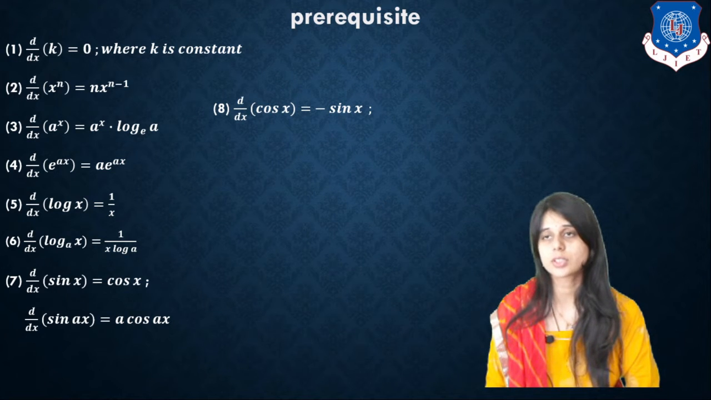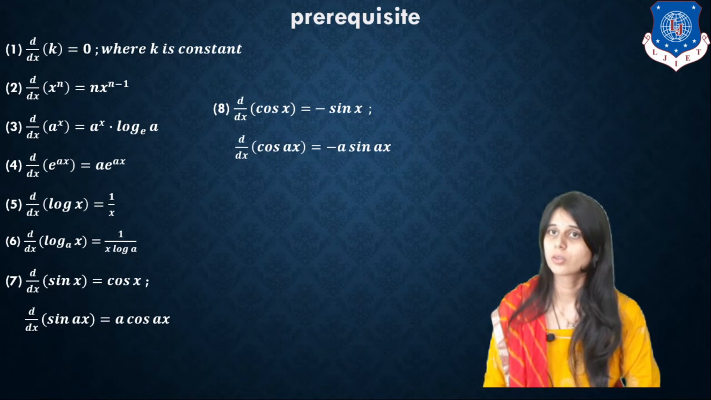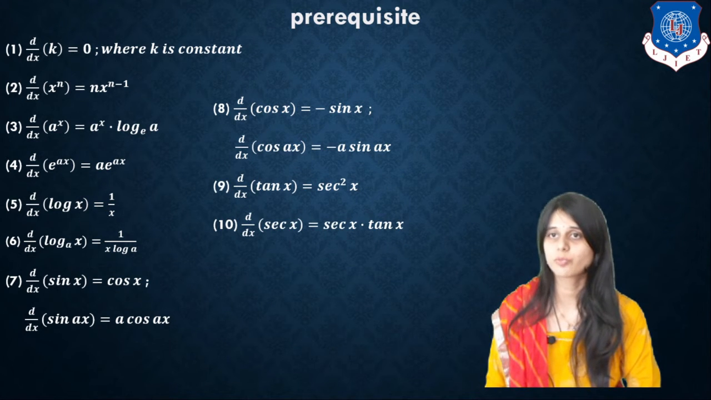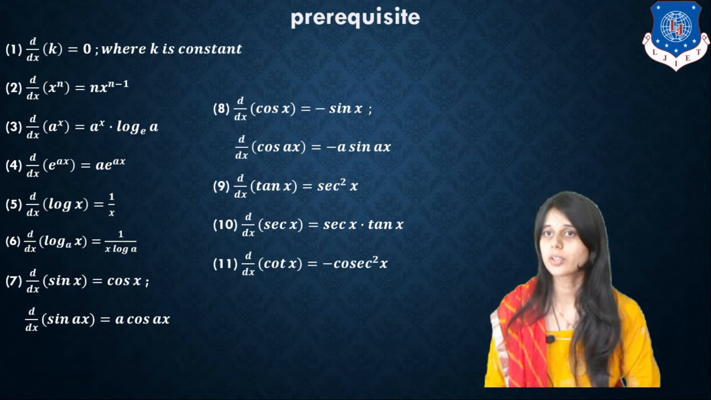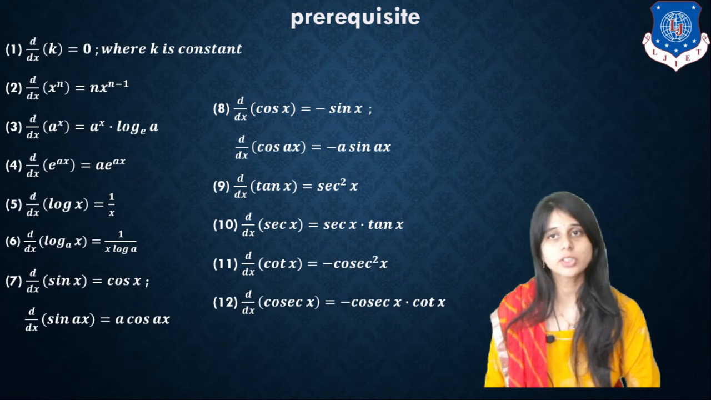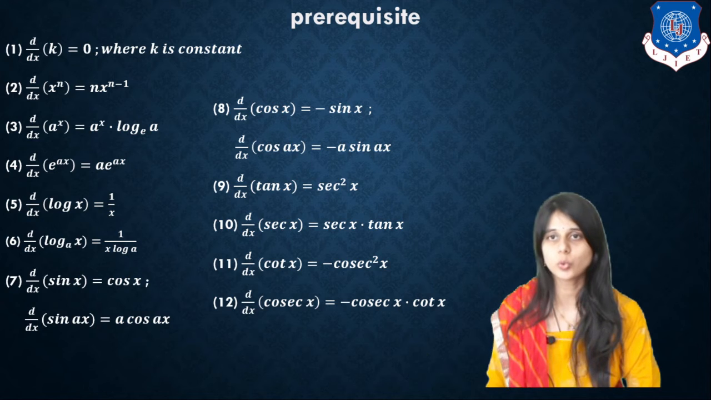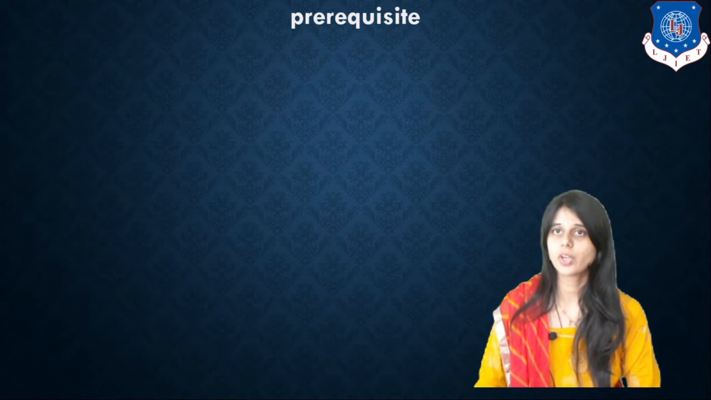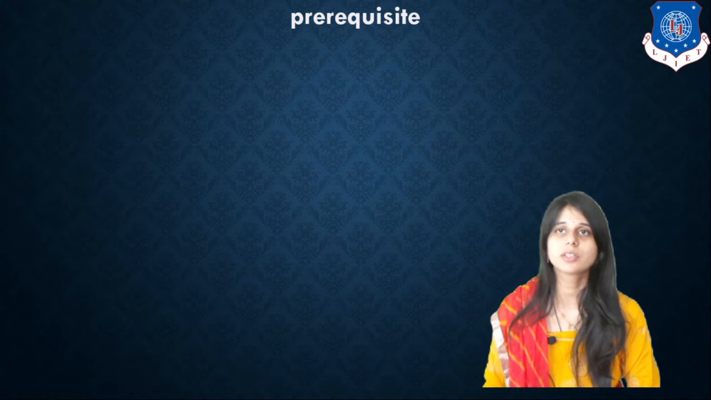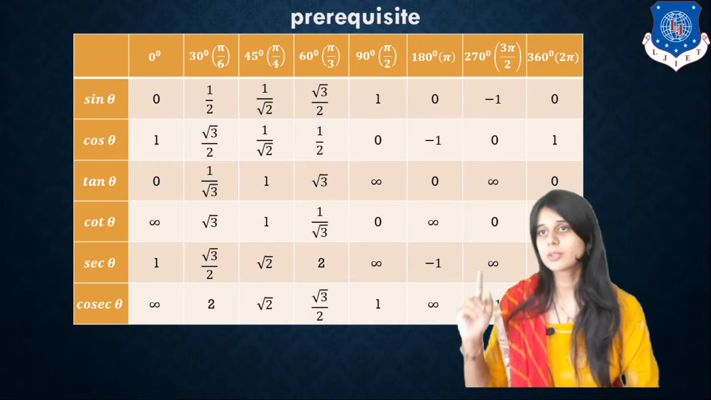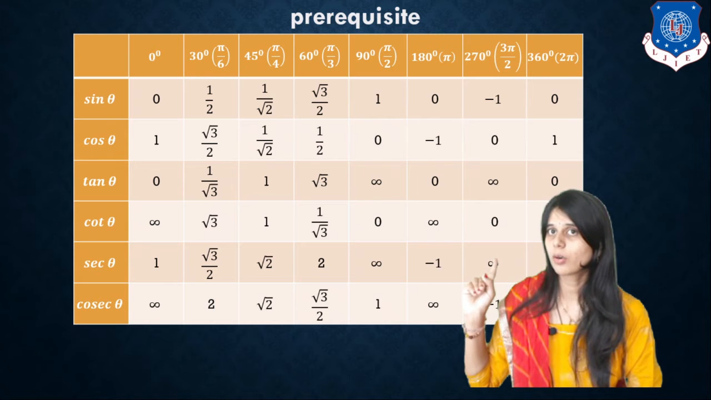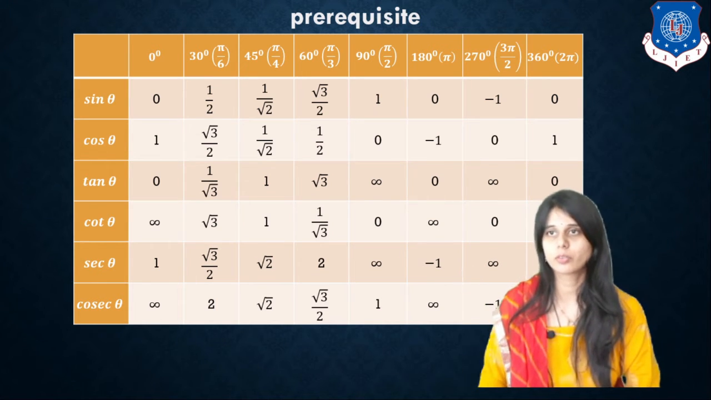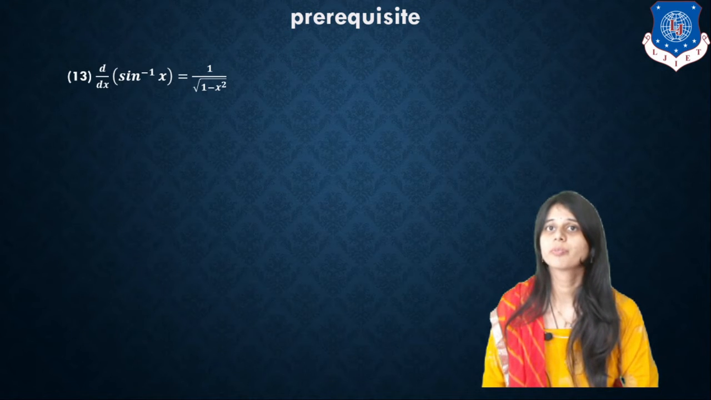Now the differentiation of cos x is minus sin x, cos ax is minus a sin ax, tan x is sec square x, sec x is sec x into tan x, and cot x is minus cosec square x. Differentiation of cosec x is minus cosec x into cot x. Those are the prerequisites of the Taylor series, because we have to differentiate the Taylor series and apply these formulas. Now this is a basic table of sine and cos at the standard angles, which is also a prerequisite.